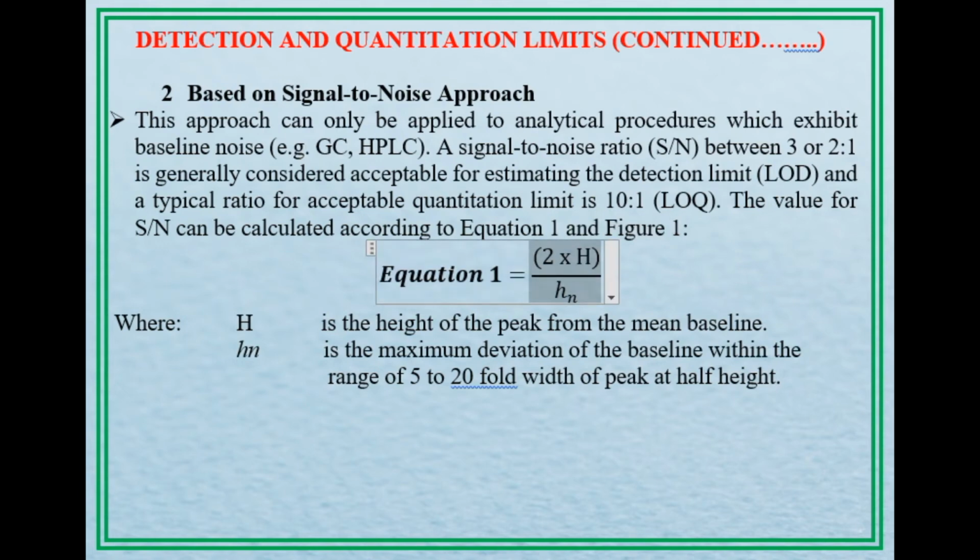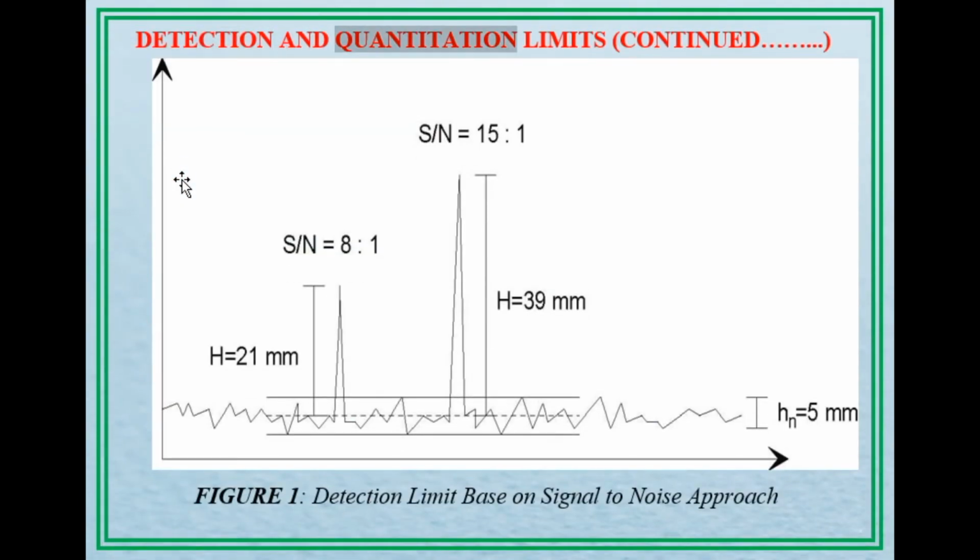Equation 1 equals 2h over hn, where h is the height of the peak from the mean baseline. Hn is the maximum deviation of the baseline within the range of 5 to 20-fold width of the peak at half height. Detection and quantitation limits, continued. Figure 1. Detection limit based on signal-to-noise approach.